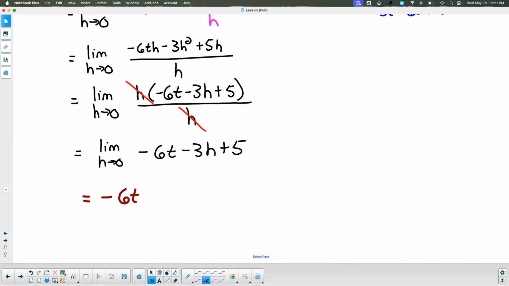What about negative 3h? It becomes 0, right? So I can forget about it. What about 5? Just stays 5, right? We call this the first derivative of the function. So it's f prime of t, and that is the IRoC function.